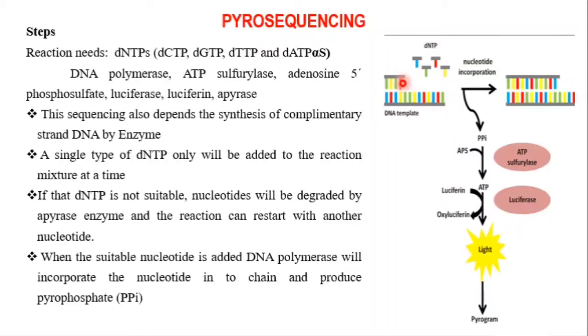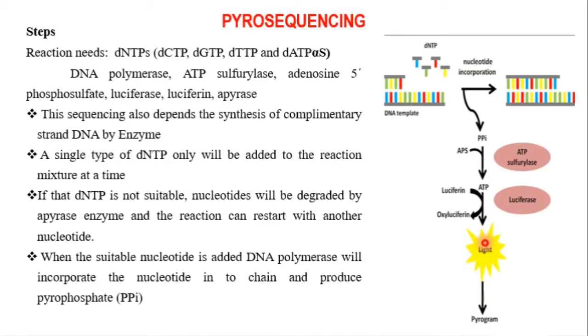When it is incorporated here, that time it will produce a pyrophosphate. That pyrophosphate will be converted into ATP, and that ATP is used to convert luciferin into oxyluciferin and produce light. That light will be detected by our detector, and from that we'll get the sequence.